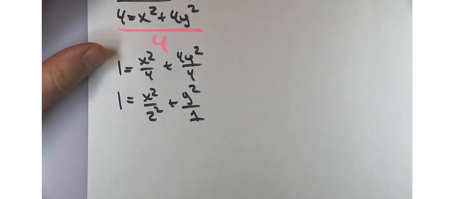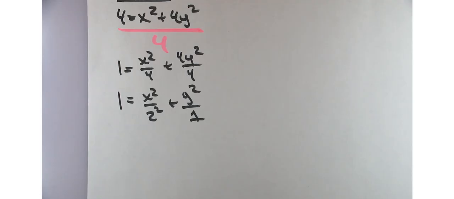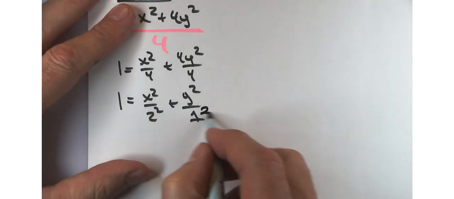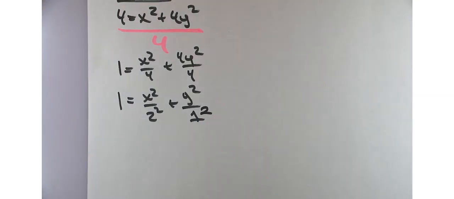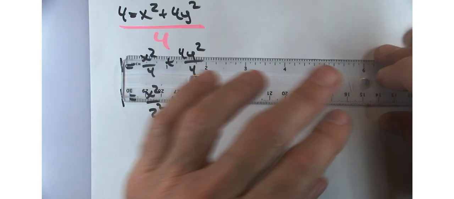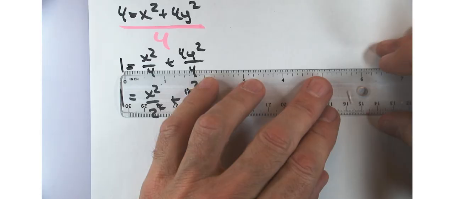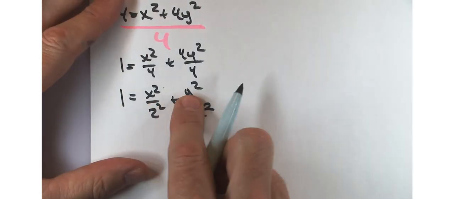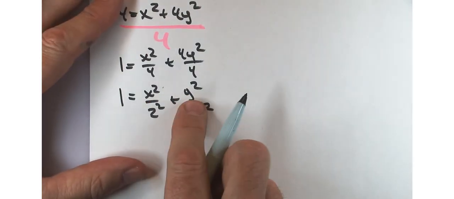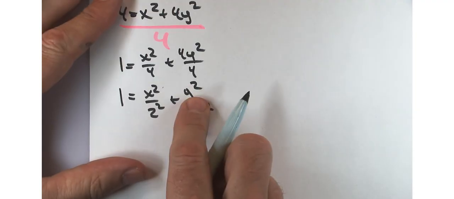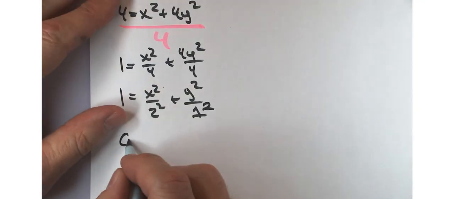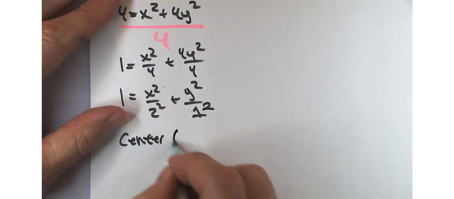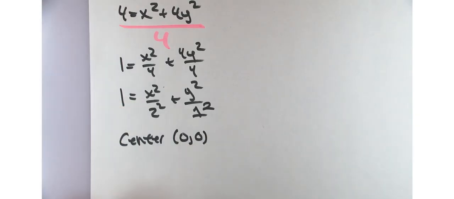But there's an interesting thing about 1. 1 and 1 squared are the same thing. So write it as 1 squared out of convenience. Let's graph this thing now. Because the squared terms don't have anything else with them, it's just x squared and y squared, the center is going to be at 0, 0. That's what makes the squared terms equal to 0.